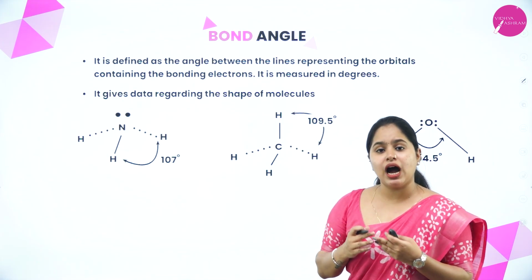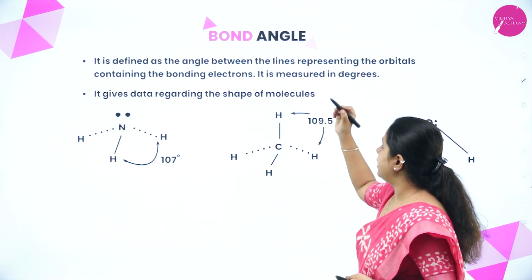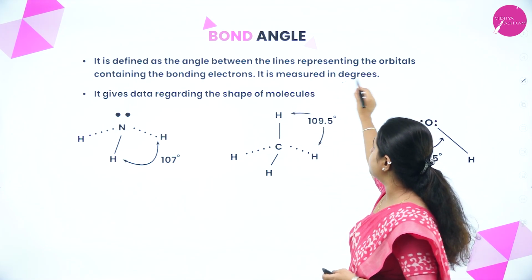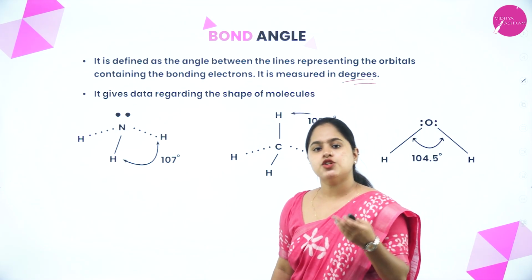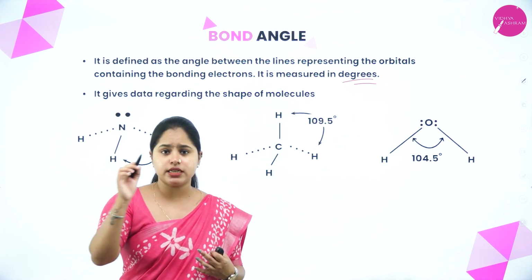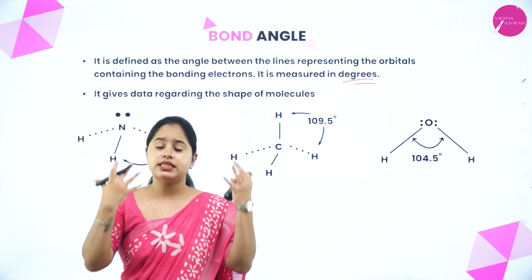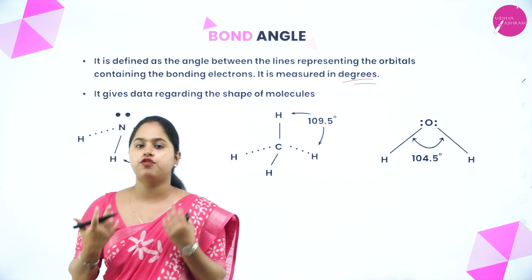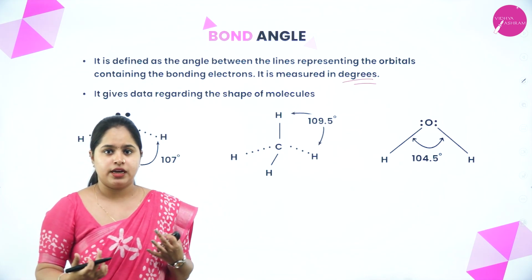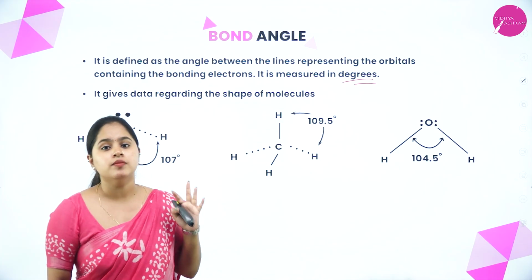It is the angle between bonds, right? It is defined as the angle between the lines representing the orbitals containing the bonding electrons, and it is measured in degrees. When we studied chemical bonds at the beginning, I told you that they are represented by lines, but there are no lines as such present there. It is a force of attraction. Chemical bond is a force of attraction. So what are these lines actually representing then? The lines are representing the orbitals containing the electrons.